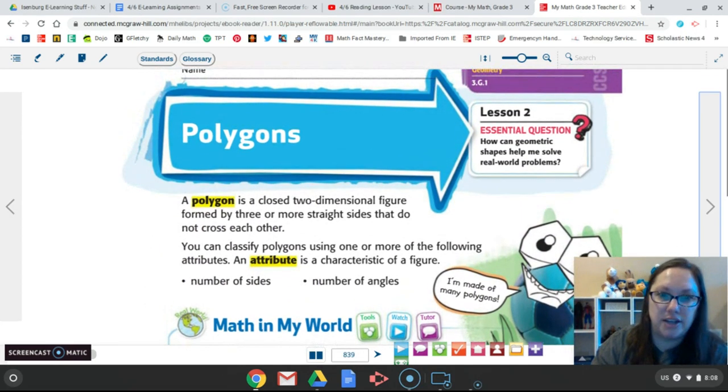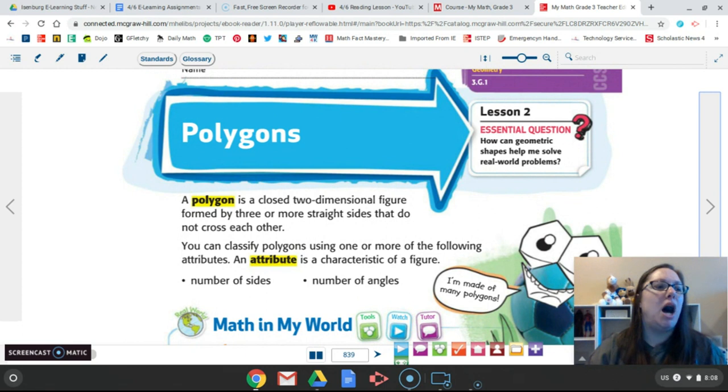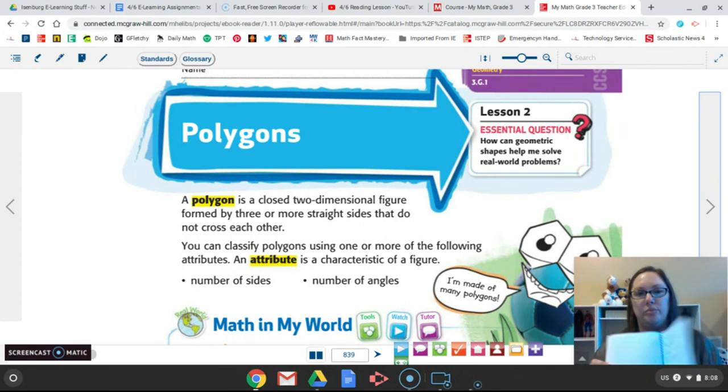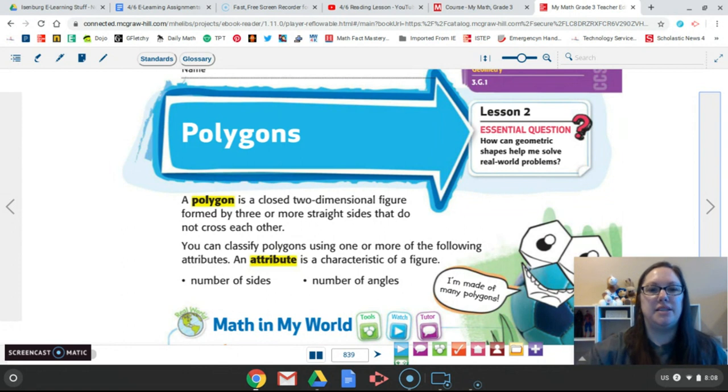And this page, this lesson is talking about polygons. So polygons is a word that you might want to add to your notebook. And a polygon is a closed two-dimensional figure formed by 3 or more straight sides that do not cross each other. So the shape has to be closed, which means it can't have any open sides.